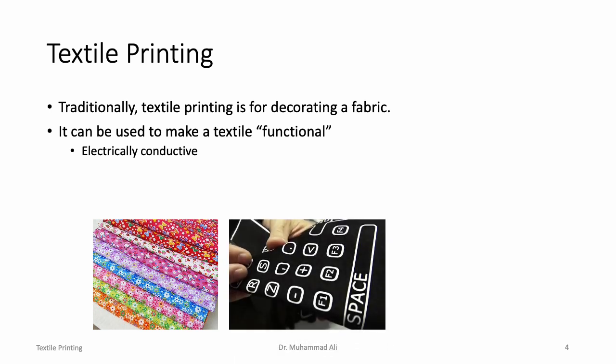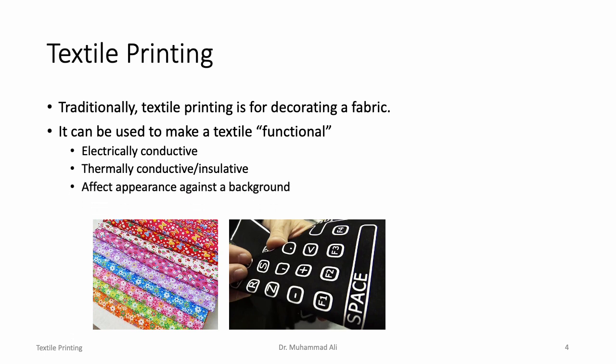For example, in this image that you see here, you see the keys. These are printed onto a fabric, and it's kind of a keyboard printed onto a fabric. That's possible because of the electrically conductive nature of the printing inks that are applied on this fabric. Now here you can see it's just a black fabric with the white keys on it. So you cannot say that this sort of printing has been done primarily for decorative purposes. The functionality can be in the form of thermal conductivity or thermal insulative properties.